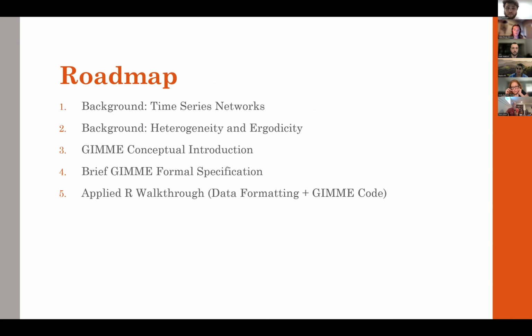So we're going to start with some background on time series networks, heterogeneity, and this thing called ergodicity. I'm going to introduce GIMME and walk through quickly how it works. And then the second half of the workshop, we might take a break before that, we'll be actually walking through using GIMME in R and some downstream analyses you can do with that. So we'll cover data formatting, running GIMME, some things you can do after that and stuff like that.